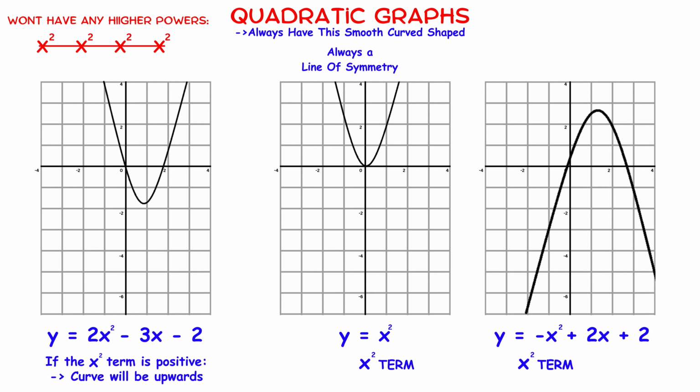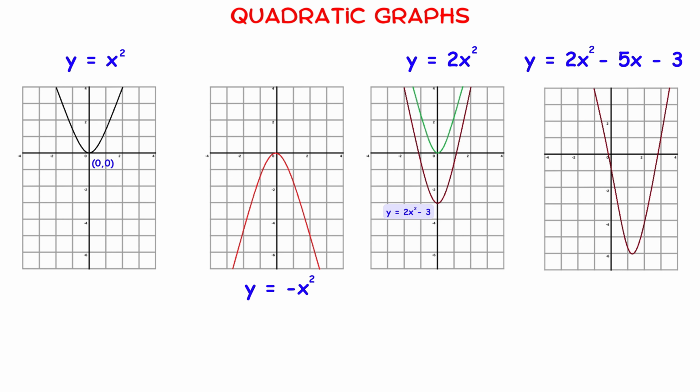For example, if instead of y equals x squared we had y equals 2x squared, the curve would become a bit narrower like this, while if we had 2x squared minus 3, then the curve would move down a bit. And if we had 2x squared minus 5x minus 3, that would move even further down, and over to the right. You don't need to worry about how all of this works exactly and what changing each of these numbers would do, but you just need to understand that changing the numbers in the equation will change the shape of the graph.